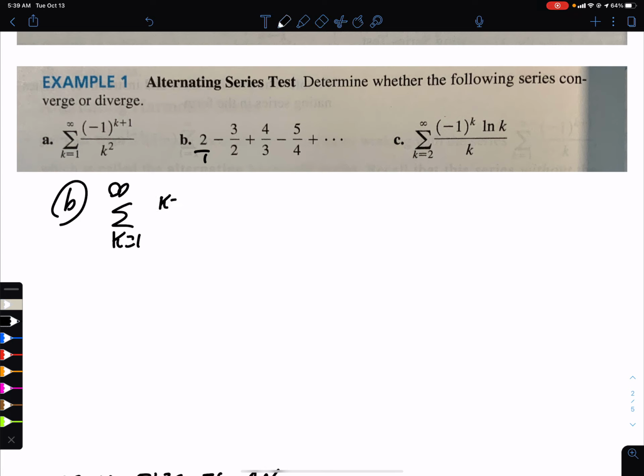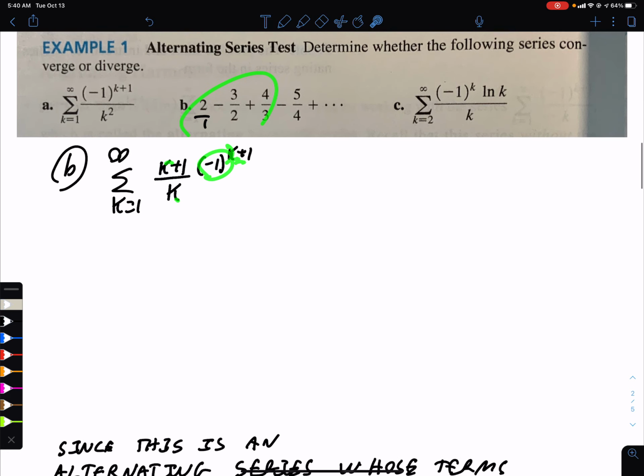So the top is one bigger than the bottom. And you have a negative 1 to the k plus 1. So that's my series. You can double check, put in 1, that becomes positive. You get 2 over 1. Put in 2, that's going to be an odd power, so it's going to be negative 3 over 2. So it's an alternating series, clearly.